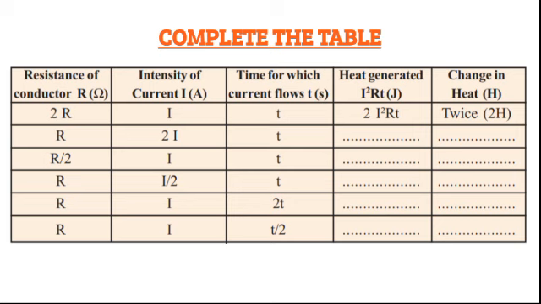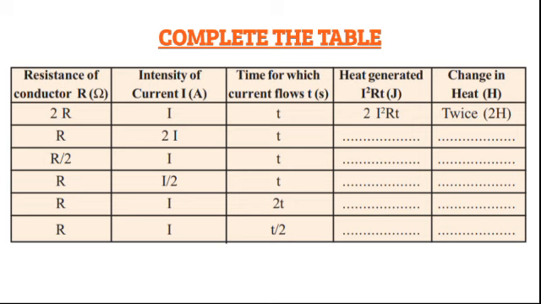You can see, for the first time, let the resistance be R, current I, and time T. The heat generated will be I square RT. Now, if you are changing the resistance to 2R, then in the equation I square RT, instead of R we must write I square into 2R into T. So we will get 2 times I square RT. So the heat becomes twice the initial heat generated.